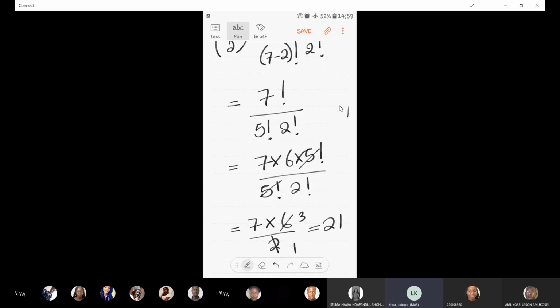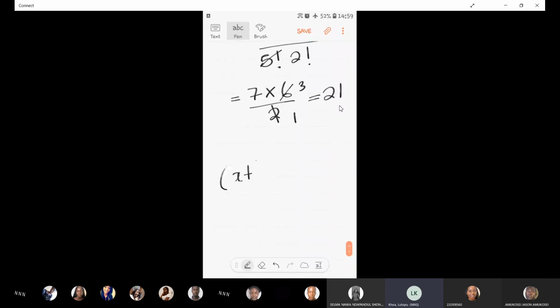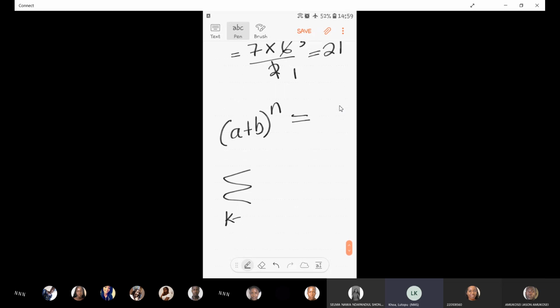Now we will use this choosing to work out a binomial expansion. So I'll just write down the formula for the binomial expansion. It's (a plus b) to the power of n. This is equal to, remember, sigma, k equals 0 to n, n choose k, a to the power of n minus k, b to the power of k.